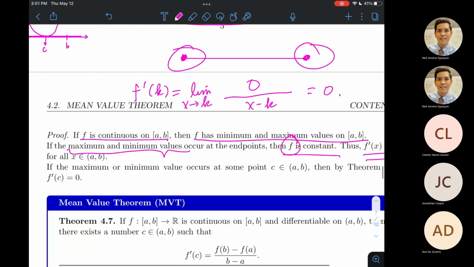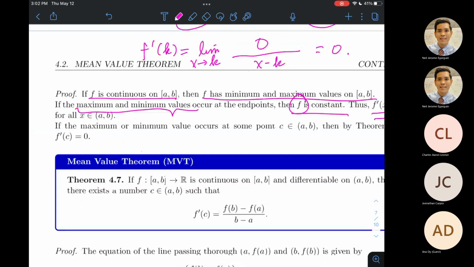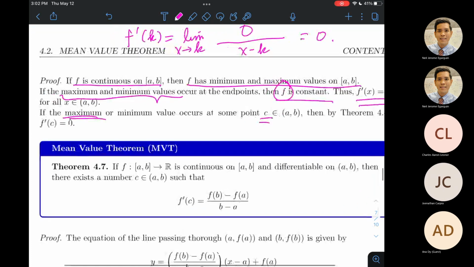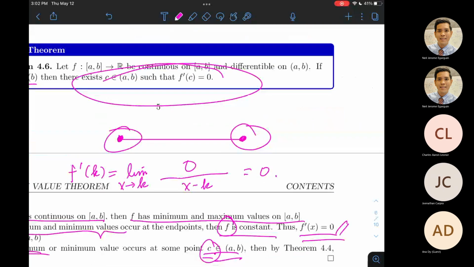Okay? So if at least one of the minimum or the maximum occurs at an interior point of the interval, halimbawa yung maximum nanirahan sa isang number c sa pagitan ni A at B, not including A and B. All right? Ibig sabihin by the interior extremum theorem, dapat yung derivative at the number c ay equal kay 0. And c is an interior point, so we're done. Napakita na natin na may number doon sa open interval AB na ang derivative ay 0.